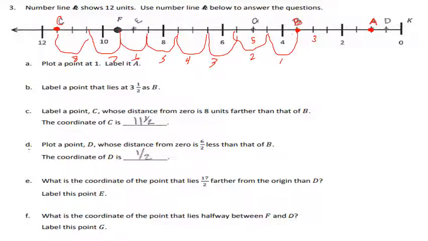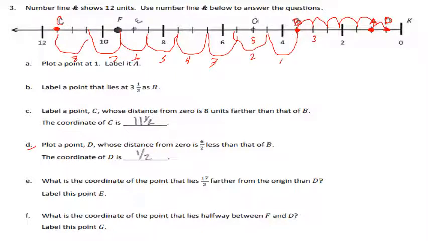D, right here: plot a point D whose distance from 0 is 6 units less than B. Well, 6 units. So here's B. Now we can see each one of these is a unit. So 6 units less than B. That means I'm going this way. So let's count them. I'm going to do it on top this time. That'll be 1 unit, 2, 3, 4, 5, 6 units. So that would be D right here.